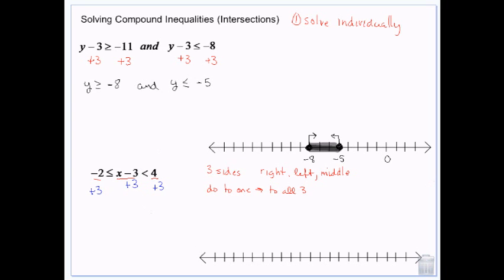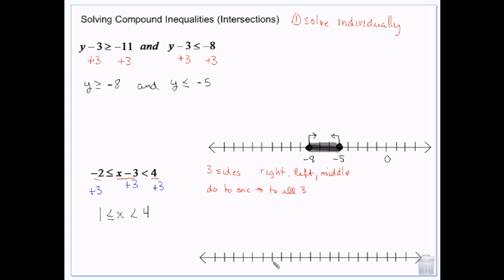Okay? And I'll show you another way to do this as well if this is uncomfortable. So negative 2 plus 3 is 1. It's still less than or equal to. There's an x. It's less than 4. The nice thing about these is, see where x is? X is in the middle, so that tells you where to shade. You shade in the middle.